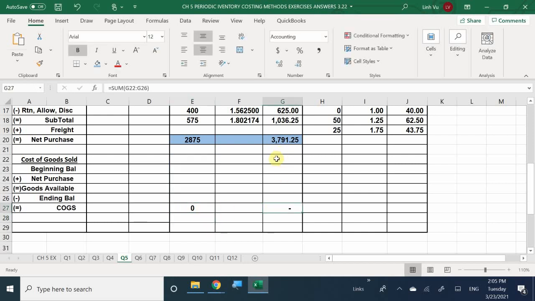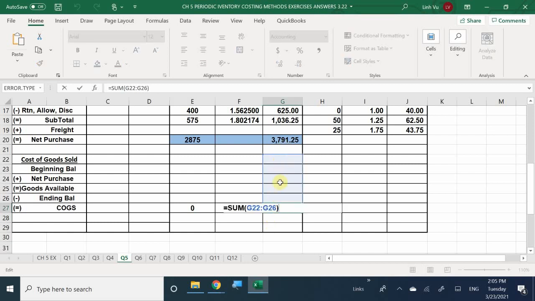And then this one's going to be the same thing here. It's just going to be my cost of goods sold for these columns, because as I enter in my quantity, I'm going to have it automatically calculate my total cost as I go.